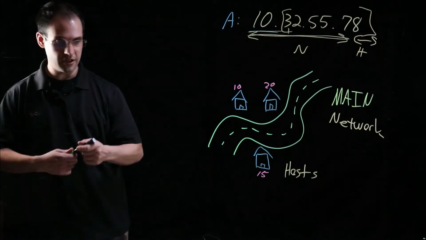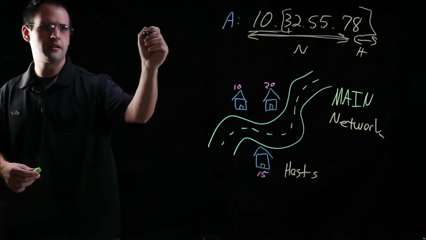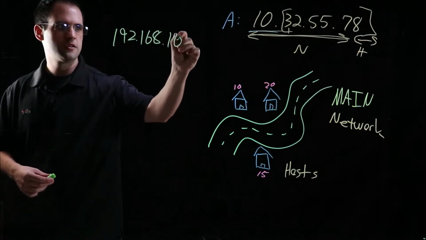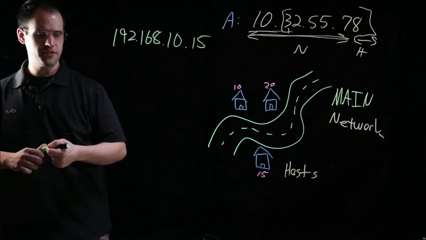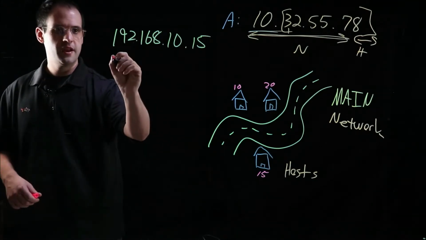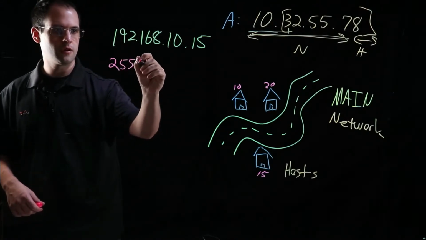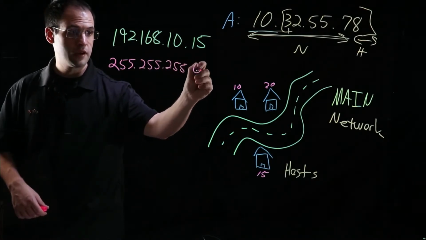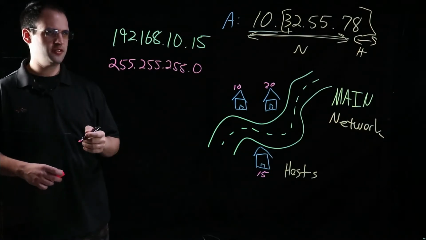Let's take a look at a different address here as an example. Maybe we might have a common address like 192.168.10.15. Now, in our old system, we would say this is a C-class address, since it falls in the 192 range, and it would have a subnet mask of 255.255.255.0. So we can start to take a look at this and see a pattern here.